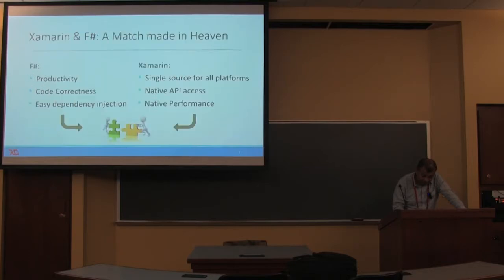So moving on, Xamarin and F#, right? So why write code for Xamarin in F#, why not in C#? Turns out that this is a really good match for each other, because functional languages, as we all know, are very productive, with code correctness because of the type system. There are a lot of good things about functional programming, and Xamarin also has good things, like you can have a single source for platforms, native performance, native API. So by combining the two, you kind of have the best of both worlds.